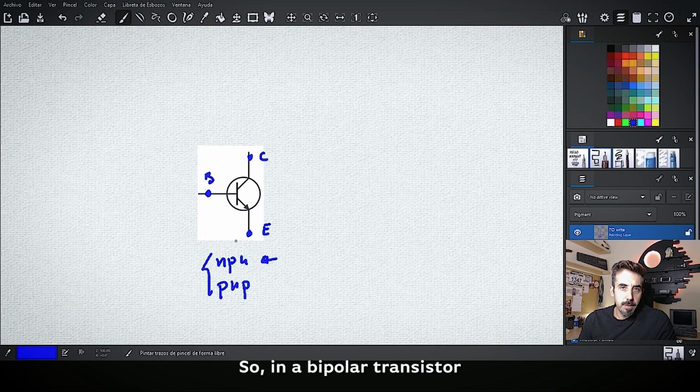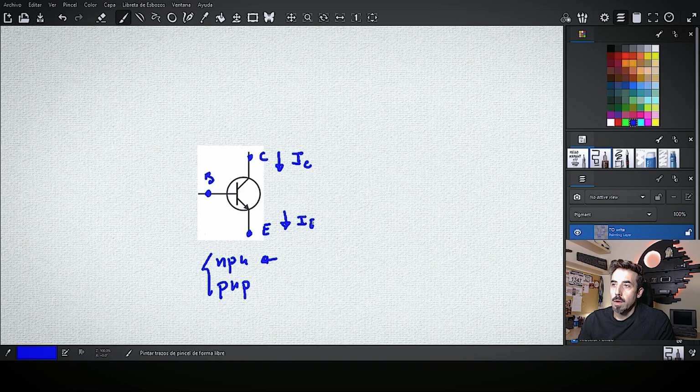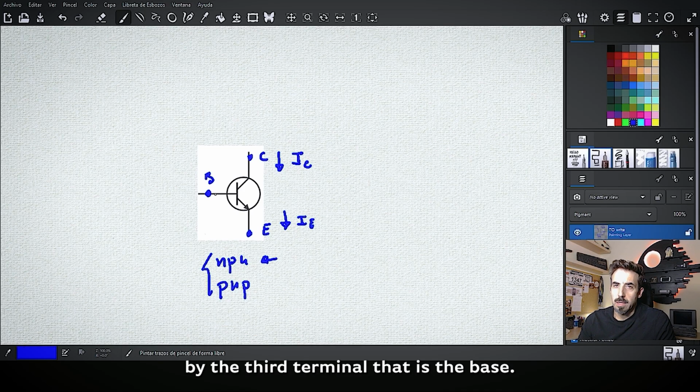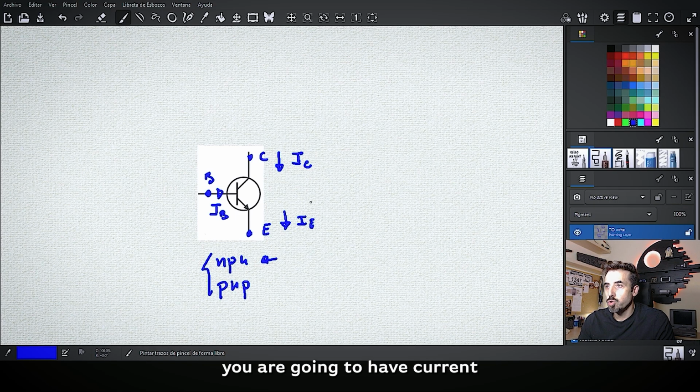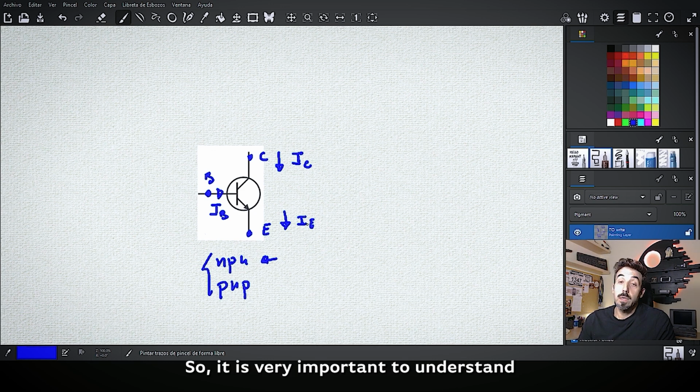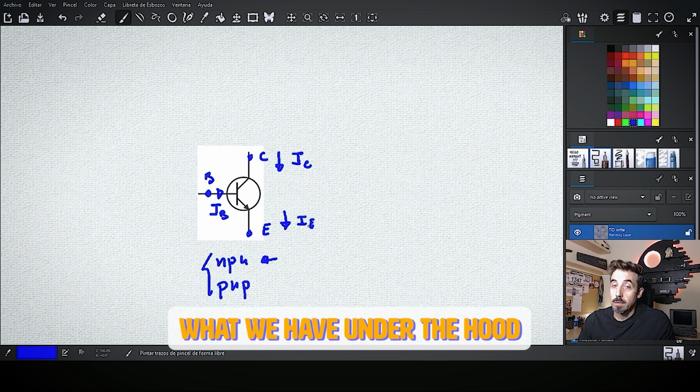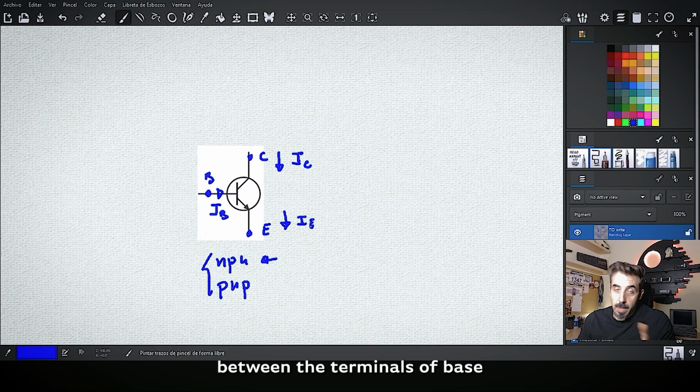So in a bipolar transistor, the large current is going to flow from the collector into the emitter. And that large current is going to be controlled by the third terminal, that is the base. So as long as you are able to provide current through the base, voila, you are going to have current between collector and emitter. So it is very important to understand what we have under the hood between the terminals of base and emitter.